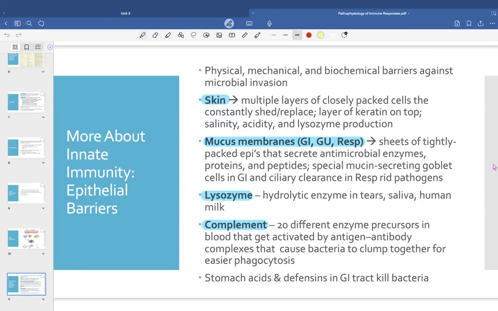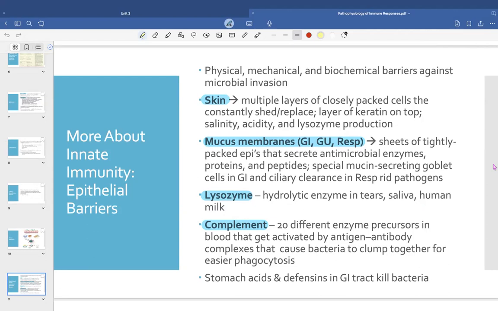And then complement, these are 20 different precursors to enzymes that are in the blood that can get activated, okay, by antigen-antibody complexes, and they'll cause bacteria to clump together for easier phagocytosis. So you can get a whole clump of bacteria and it just takes care of the whole clump. Your stomach acids, they're protective. Okay, and defensins in the GI tract as well, so there are some secretions of immune factors in the GI tract.